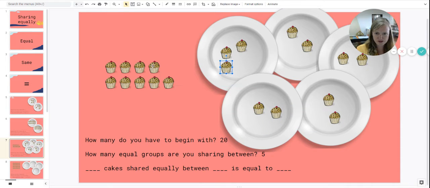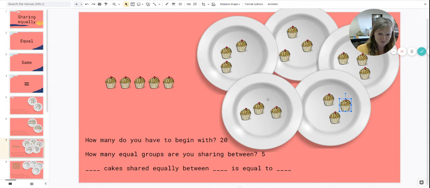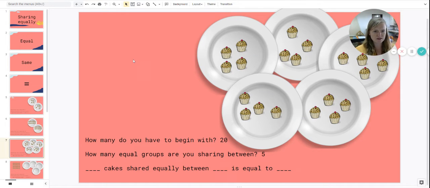1 for you, and 1 for you, and 1 for you, and 1 for you, and 1 for you. And our last row, 1 for you, 1 for you, 1 for you, 1 for you, and 1 for you. Well done. All right, are we sure we've shared them equally?